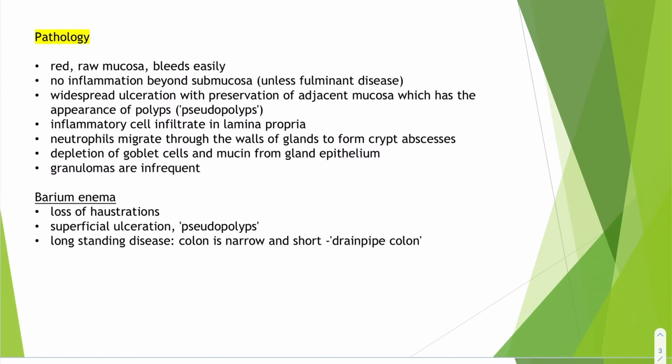So there is widespread ulceration with preservation of adjacent mucosa, which has the appearance of polyps, so may have some pseudopolyps. And there is inflammatory cell infiltrate in the lamina propria. The neutrophils migrate through the walls of the glands to form crypt abscesses, and there may be depletion of goblet cells and mucins from gland epithelium. Granulomas are infrequent, while they are quite frequent in Crohn's disease.